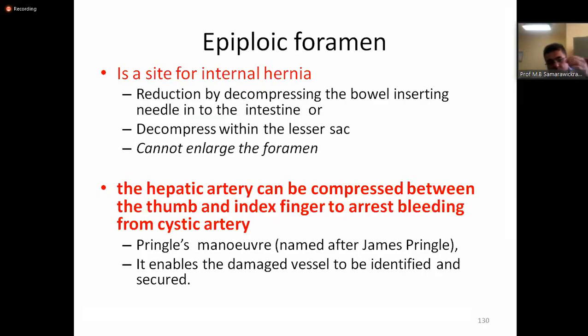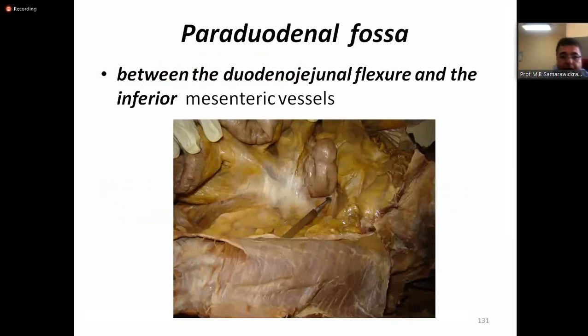lesser omentum, you can compress the hepatic artery. That is called Pringle's maneuver. The largest sac is the lesser sac. In addition to that, there are other recesses or small sacs in the peritoneal cavity. Out of these, there are a few recesses around the duodenojejunal junction here. Those are called the paraduodenal fossae.